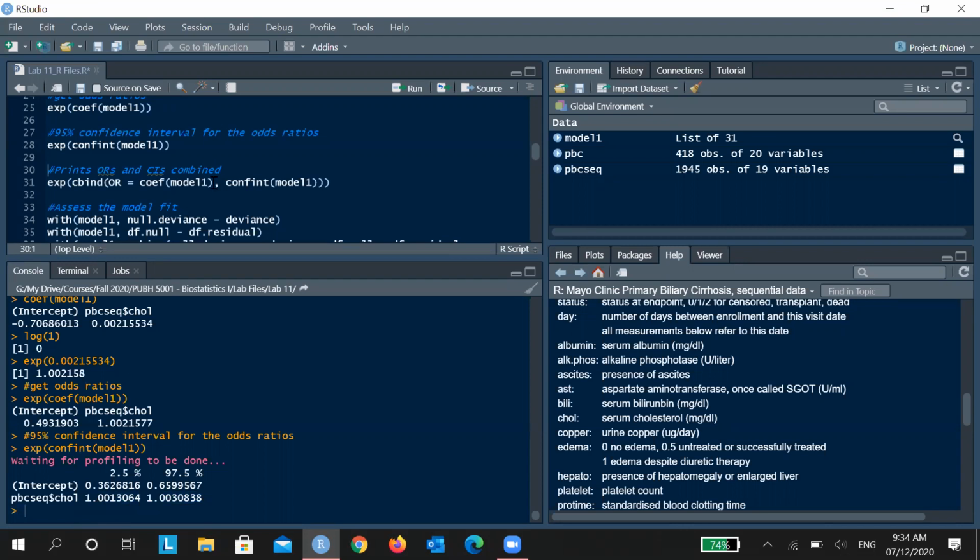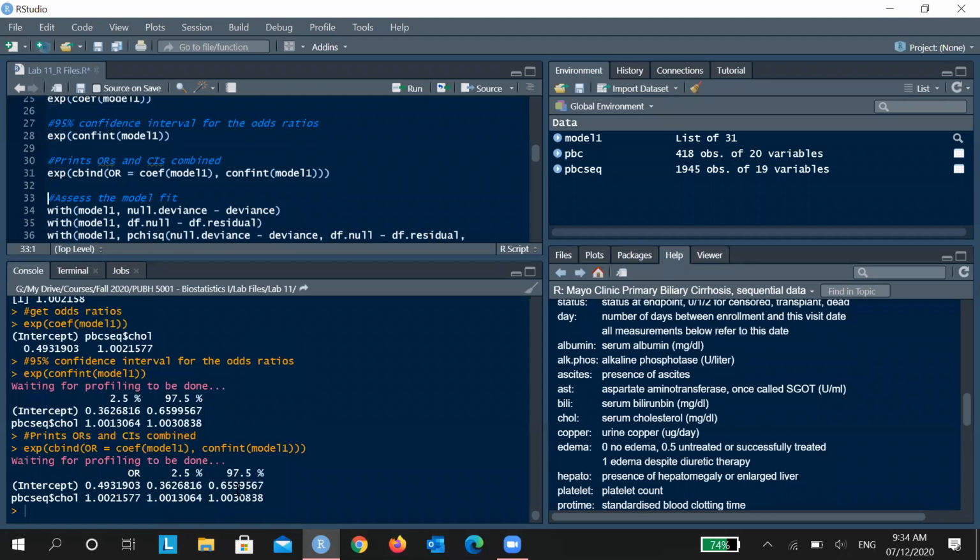Okay. But now, this is the odds ratio. Sometimes you also want to just combine them in one table. You can do that as well using the cbind function. So you just say exponentiation cbind. I want to bind this odds ratio, which is equal to this one, and then the confidence interval for the model. Once you run that, it gives you a nice little table of the odds ratio, 2.5% and 97.5%, so the two tails of the confidence interval with the odds ratio in there. So you can see it in just one table.